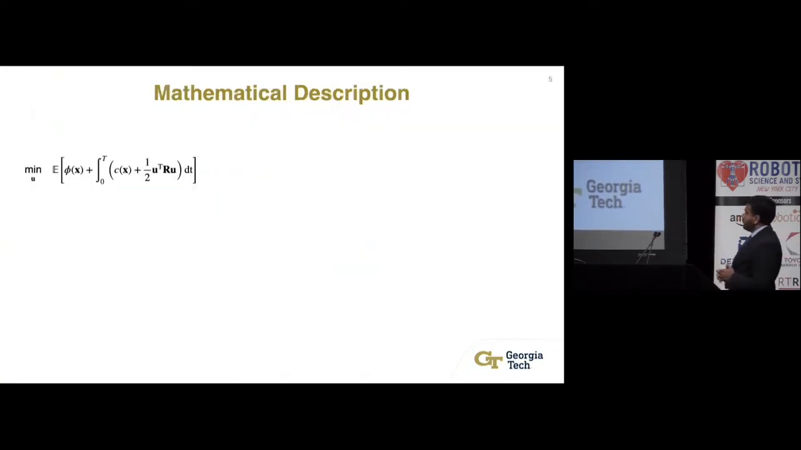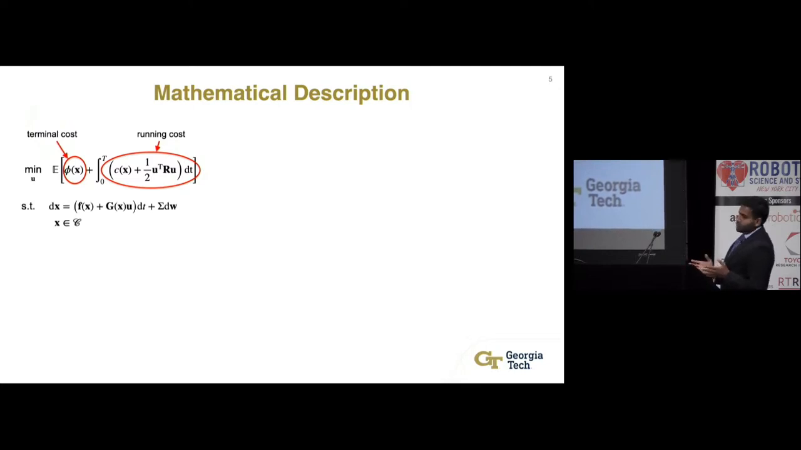So the benefits of decentralization are reduction in the number of constraints and parallelization, at the cost of having to establish consensus. Now, formally, we aim to minimize this expected cost, which consists of a terminal cost term and a running cost term over a fixed time horizon, capital T, which is subject to the stochastic control affine dynamics of the system and a collection of user-defined safety constraints.